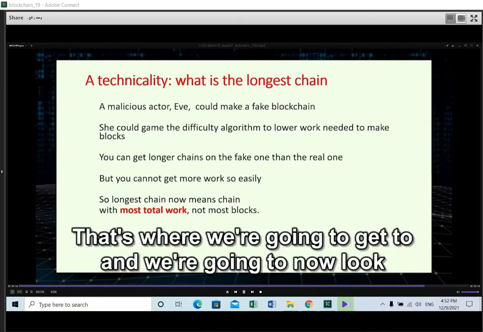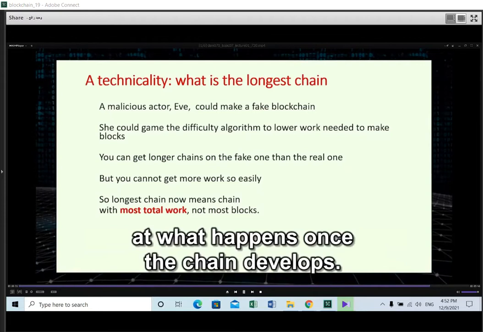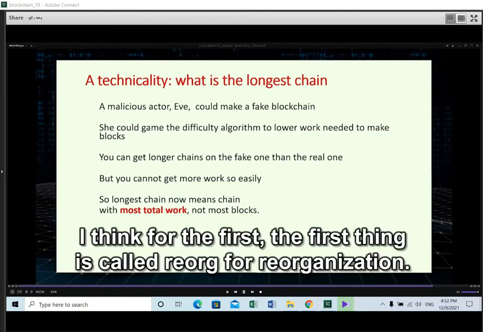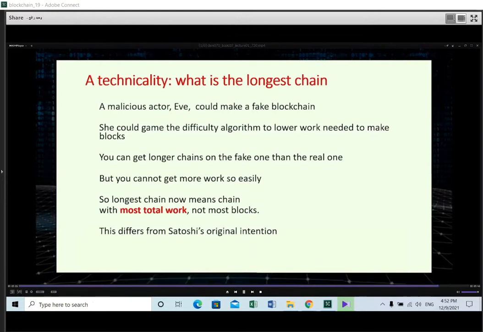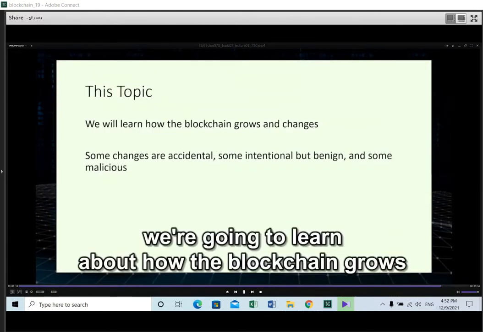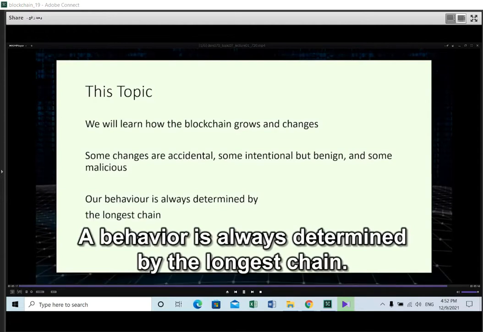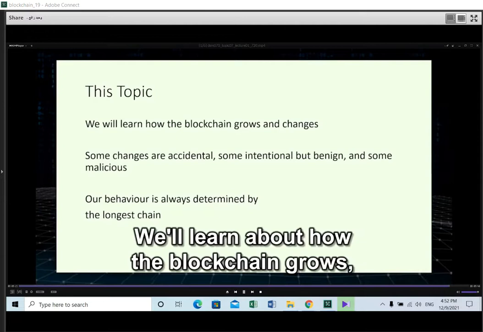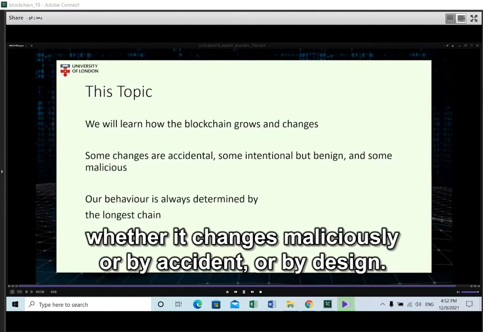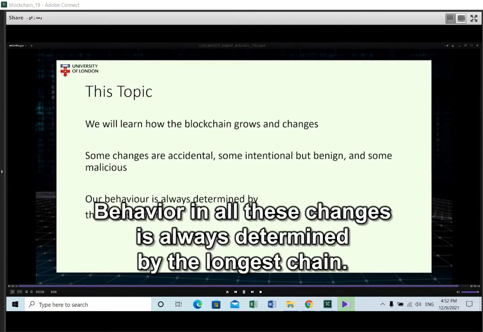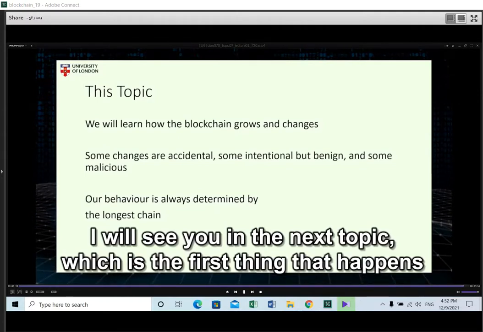So that's where we're going to get to, and we're now going to look at what happens when the chain develops. The first thing is called a reorg, for reorganization. Just to recap, we're going to learn about how the blockchain grows and changes. Some changes are accidental, some intentional but benign, some malicious. Our behavior in all these changes is always determined by the longest chain. So I will see you in the next topic, which is the first thing that happens that's unexpected, and that's called the reorg.